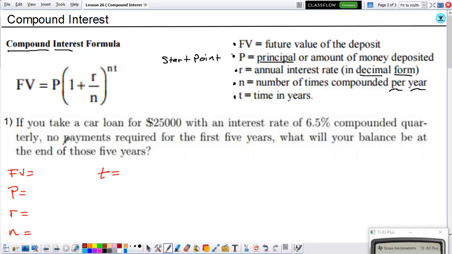So now let's see. If you take a car loan for 2,500. Okay, so if you take a car loan, this is your principal, because that is the amount of money that you start with. That's how much you start owing. So 2,500, that's the amount of money that we start with. So that is my principal. So for P, let's put 2,500.